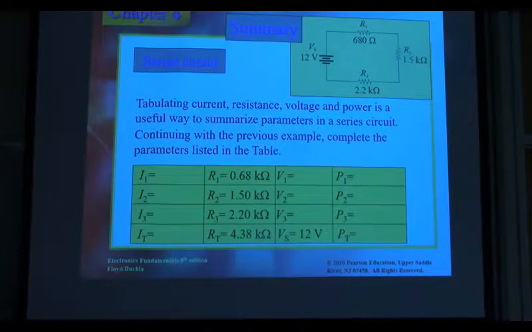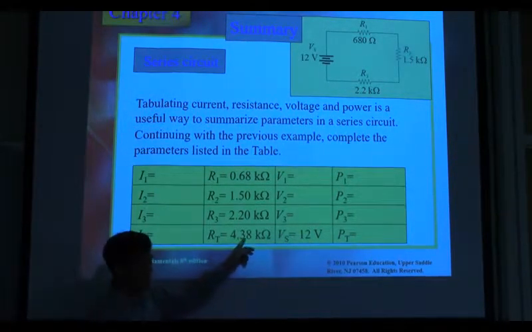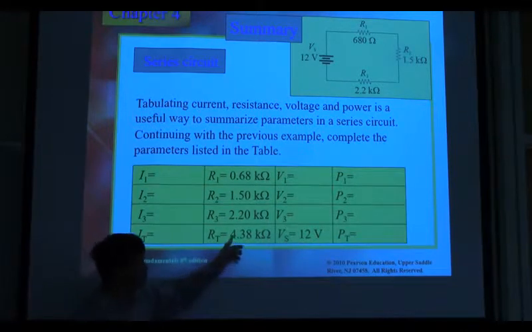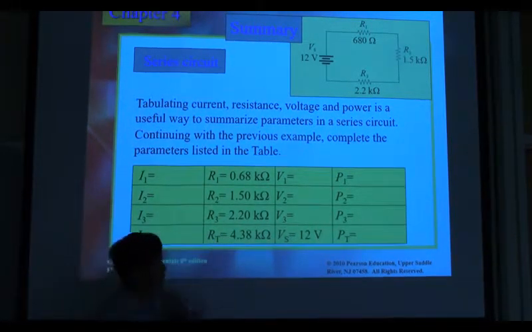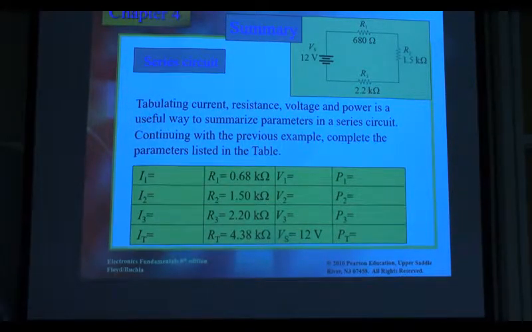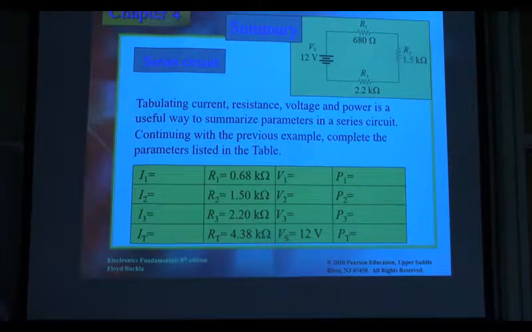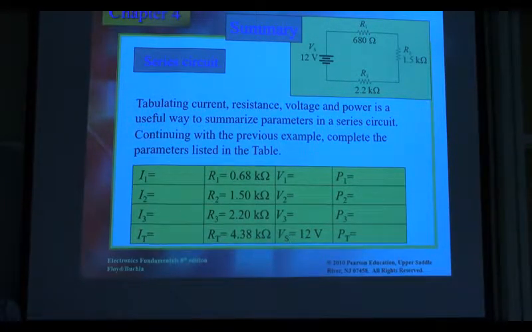Which one do we want to start with? Okay, we already have this one. The total resistance was already calculated in the last slide, so it's 4.38 K. So we already know this. Which one do you want to find next? The current. So we have 4 currents to find out. Which one? Okay, let me see this.